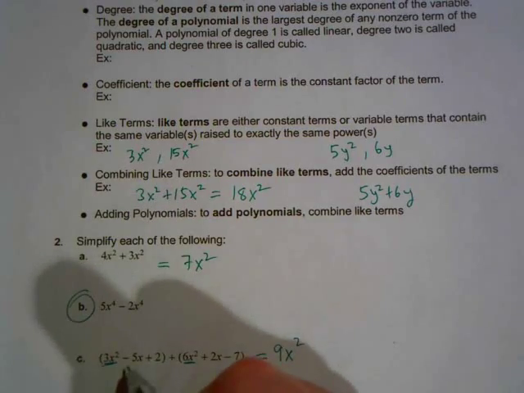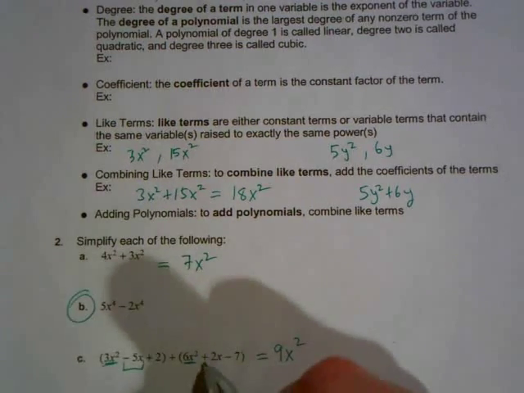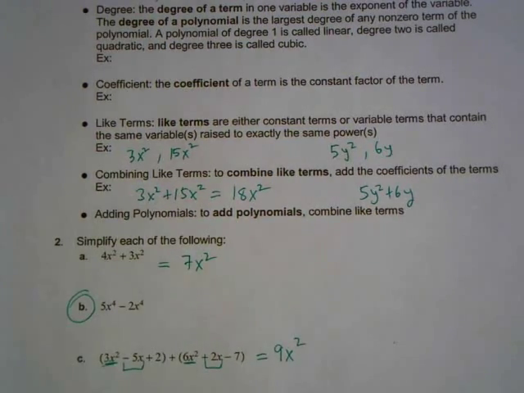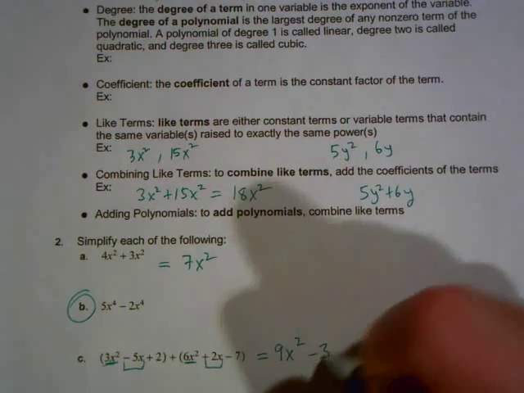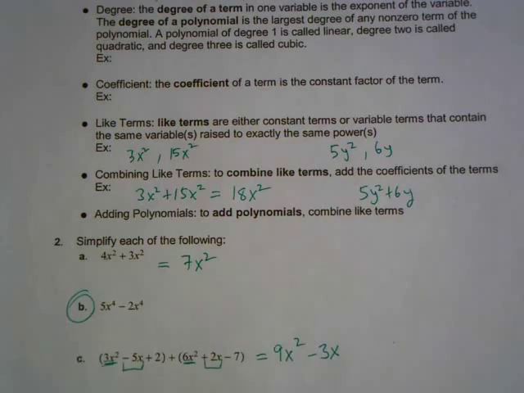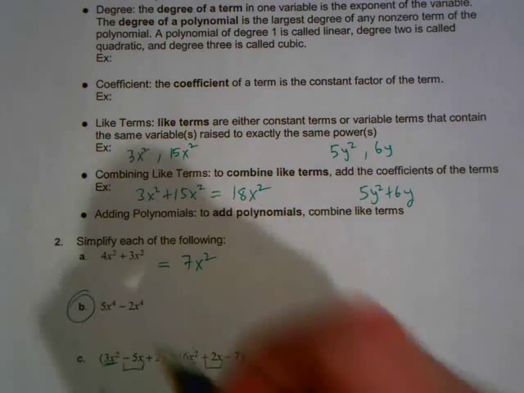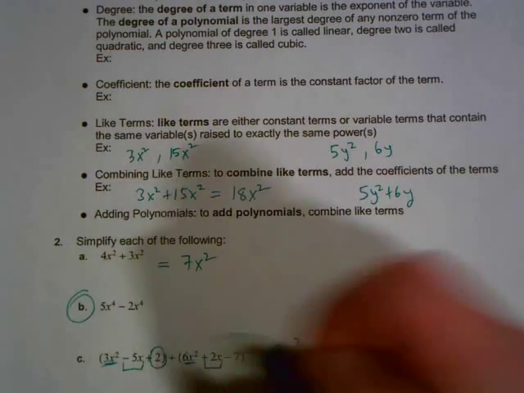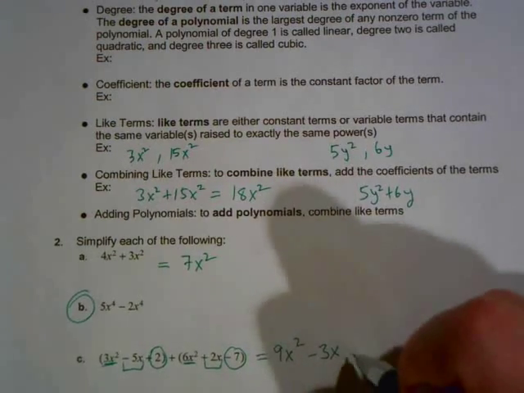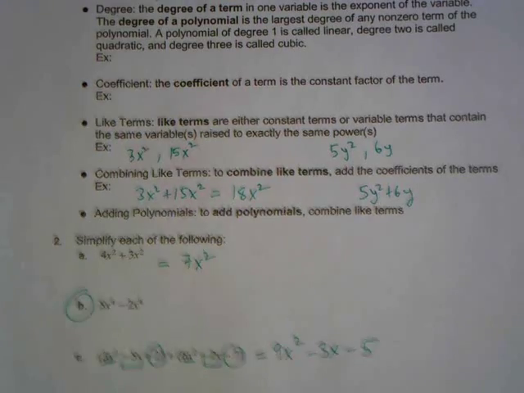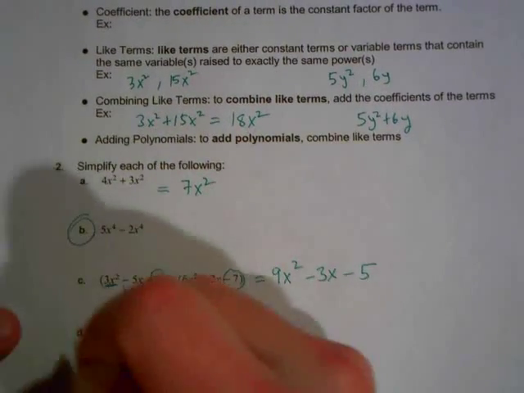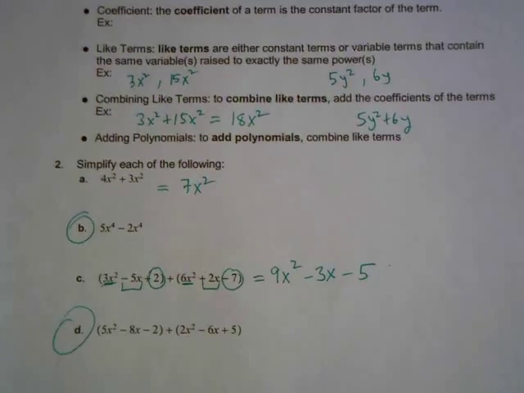I have a minus 5x and a plus 2x. Those are like terms. Minus 5x plus 2x is minus 3x. And then finally, I have just the numbers. I have a 2 and a negative 7. 2 minus 7 is negative 5. Alright, once again, D is for you.